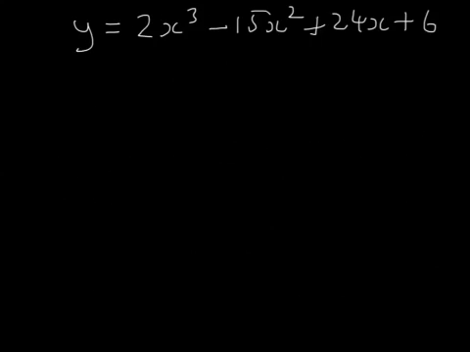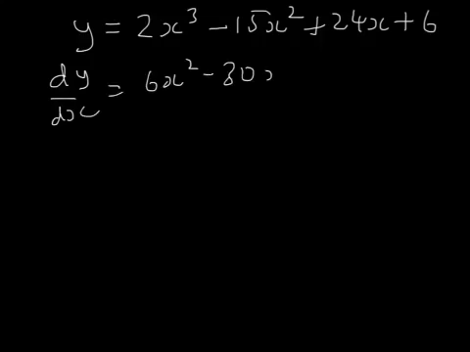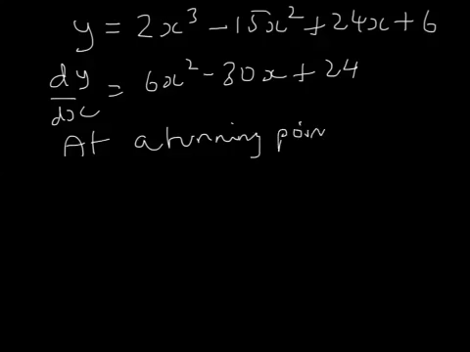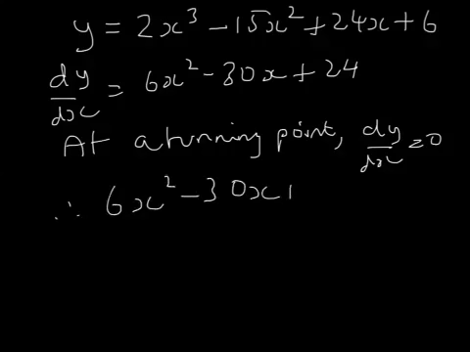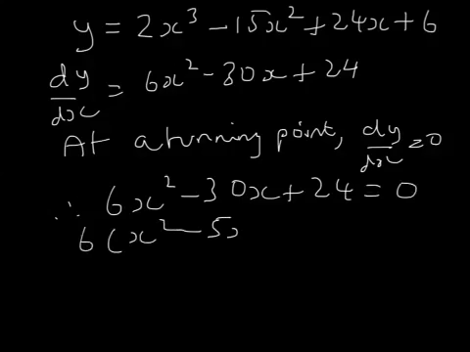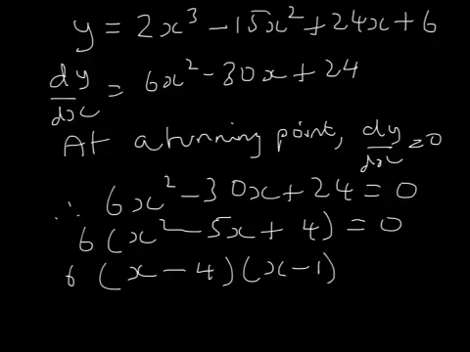Let's find the turning points on this graph. So we need to differentiate. 2 3s are 6, that's 6x squared minus 30x plus 24. At a turning point, dy by dx equals 0. So therefore 6x squared minus 30x plus 24 equals 0. 6 is a factor, so it's x squared minus 5x plus 4 equals 0. That factorises. It's going to be (x minus 4)(x minus 1) equals 0.